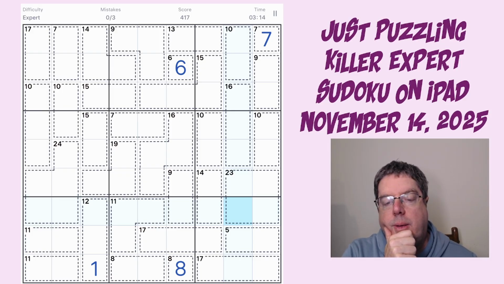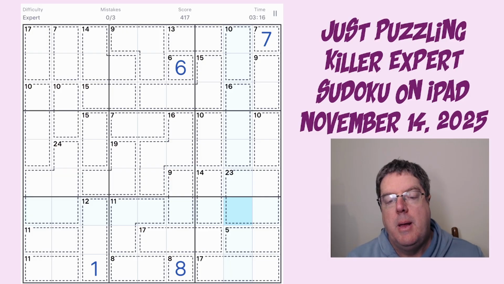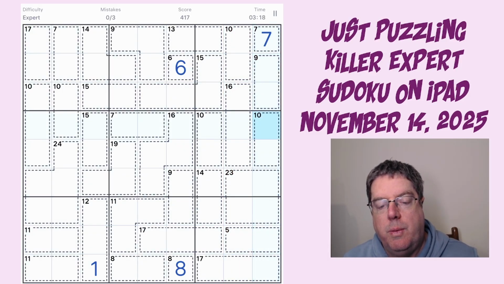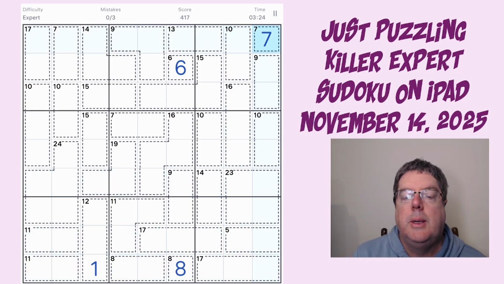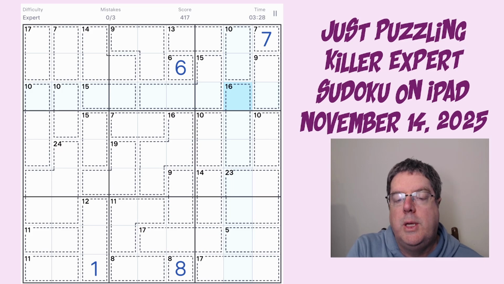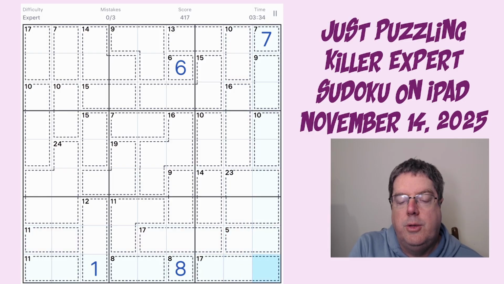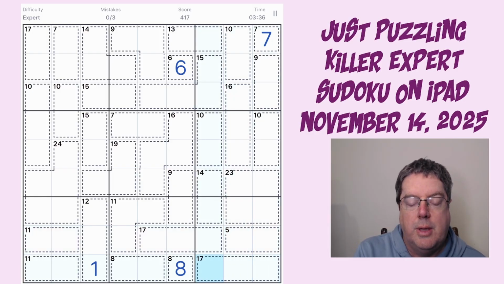10, 16. When I look at these, there is that spare cage here over 2 columns. So 45 plus 45 is 90. So 10, 17, 26, 42, 52, 75, 80. So this is 10 here. So that makes this a 7.